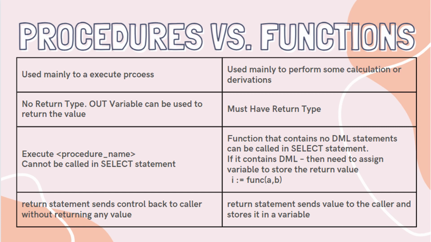Procedures we use mainly to perform some action or to execute a process, whereas functions are mainly used to derive some value or perform some calculations and return the value accordingly. Both can have parameters and help in modularizing and organizing the code, but based on the requirement, we'll choose procedures or functions.